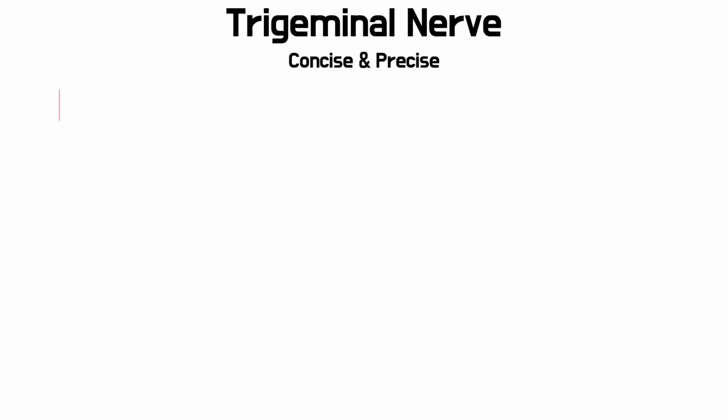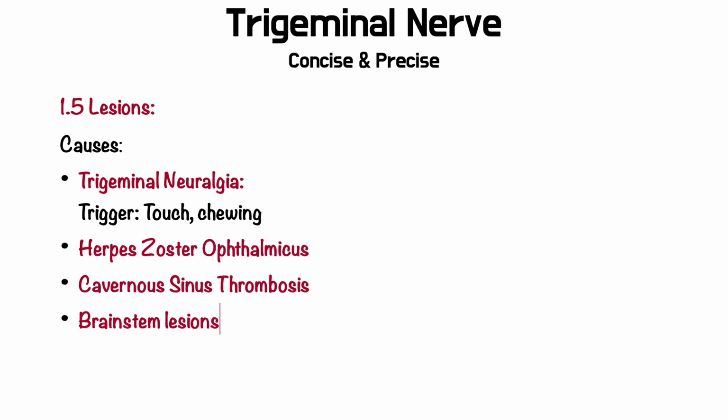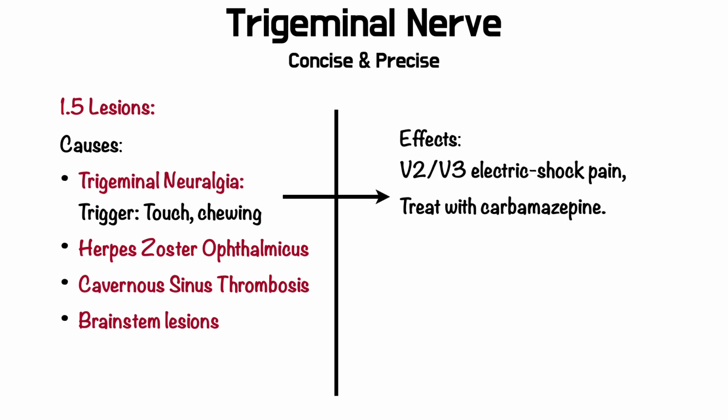Talking about the lesions, there are different causes. One of them is trigeminal neuralgia, the triggers of which are touch and chewing. Others are herpes zoster ophthalmicus, cavernous sinus thrombosis, and brainstem lesions. Let's talk about the effects of these causes. Trigeminal neuralgia presents as V2, V3 electric shock pain, that is extreme pain, and we treat this disease with carbamazepine.